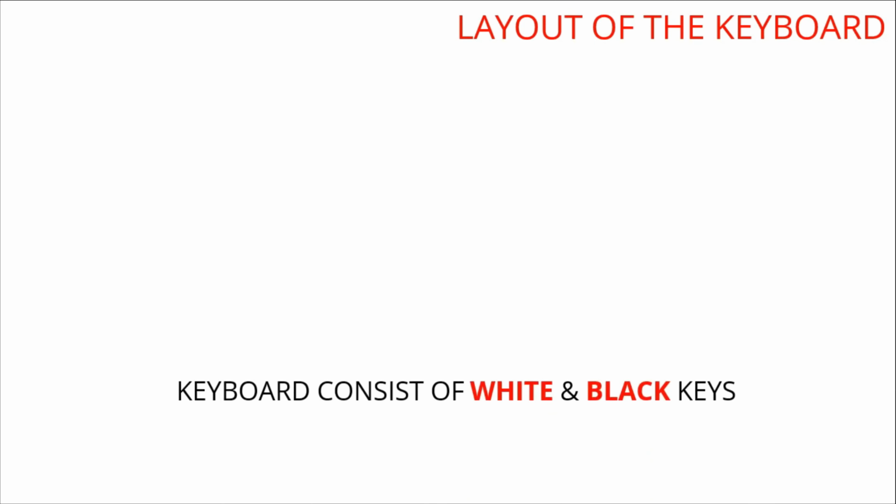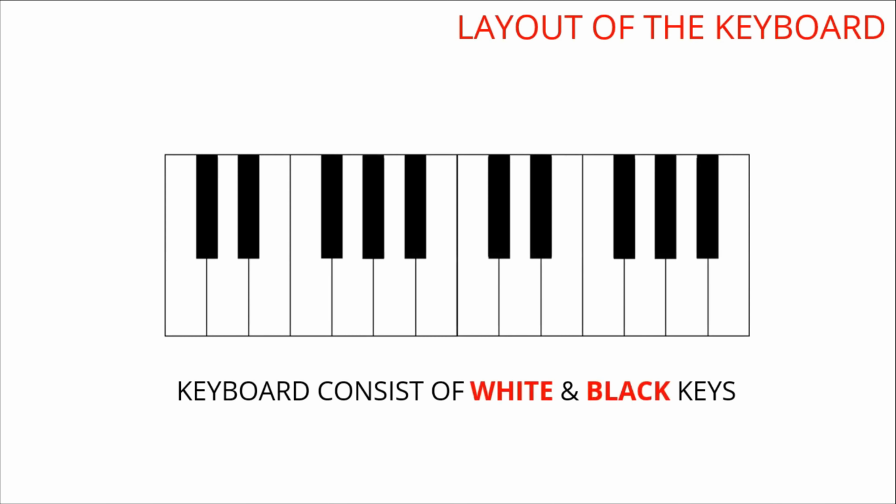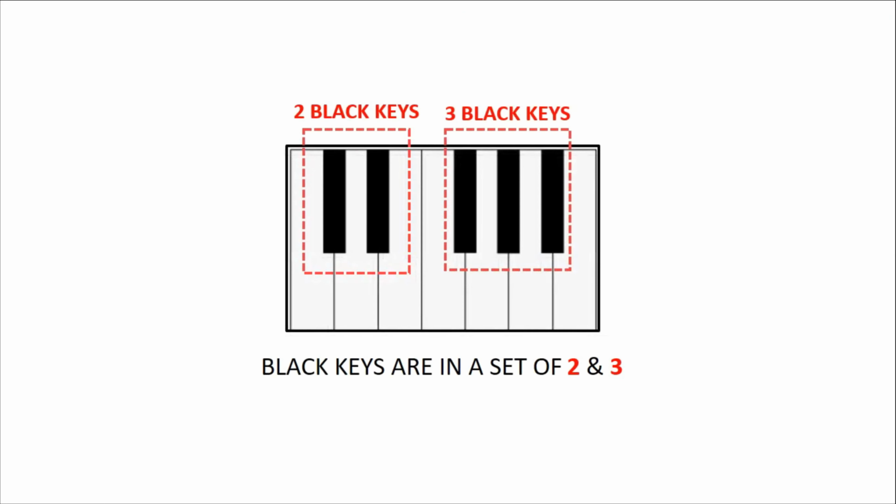So let's learn the layout of the keyboard. Before even starting with the notes, let's understand what the basic structure of the keyboard is, what the basic layout of the keyboard is. So as you know, the keyboard consists of white and black keys, and black keys are in a set of 2 and 3. If you kindly observe throughout your keyboard, the black keys are in a set of 2 and 3 throughout, and there is a gap between these two.